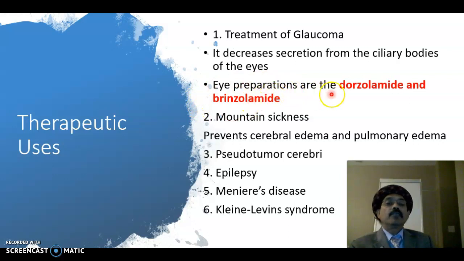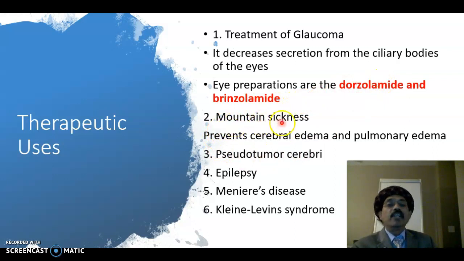Eye preparations are dorzolamide and also brinzolamide. These are topical preparations, so this has some advantage. This medication will not be in the system, so there will be a lack of systemic adverse effects. So it will work locally because these are eye drops.